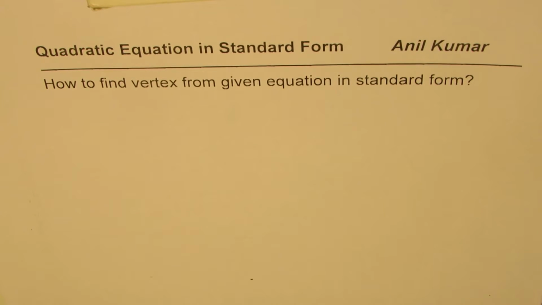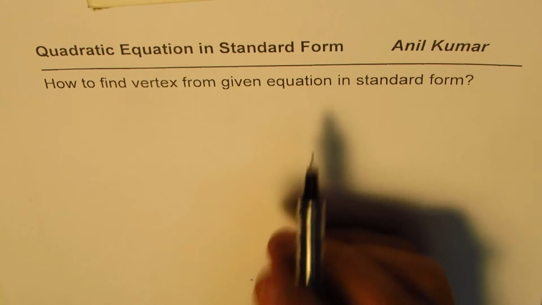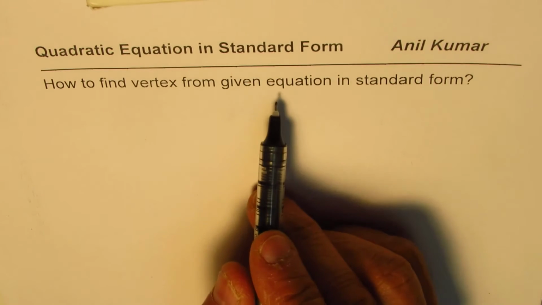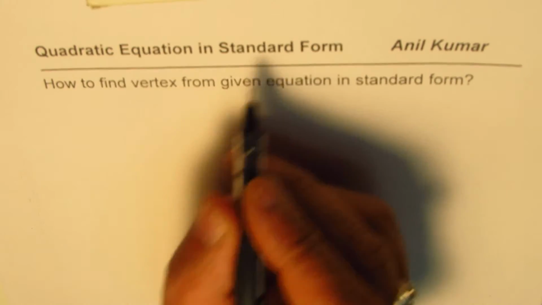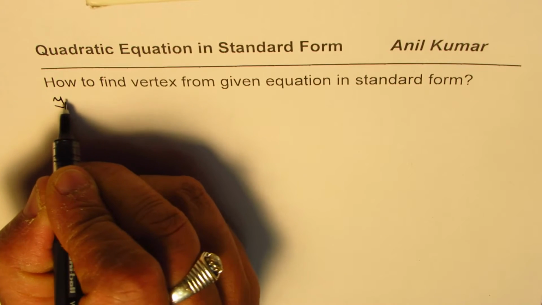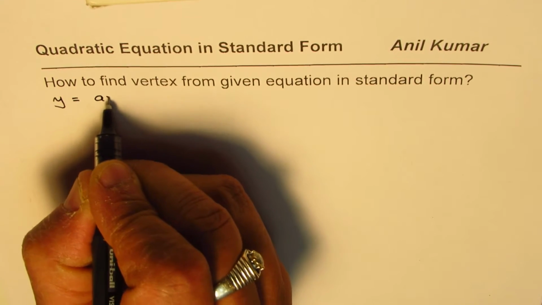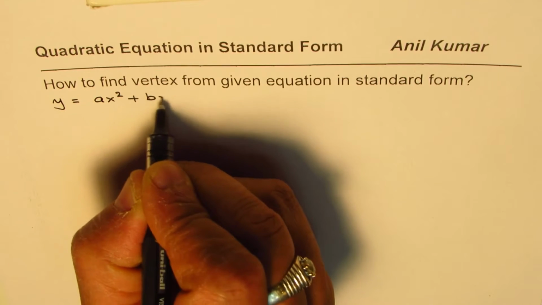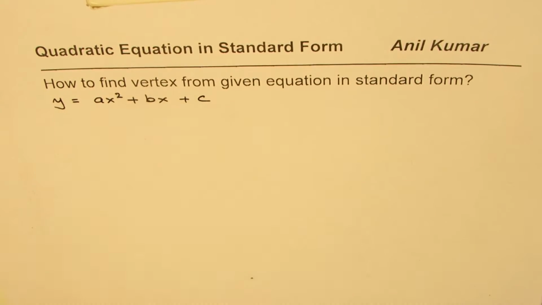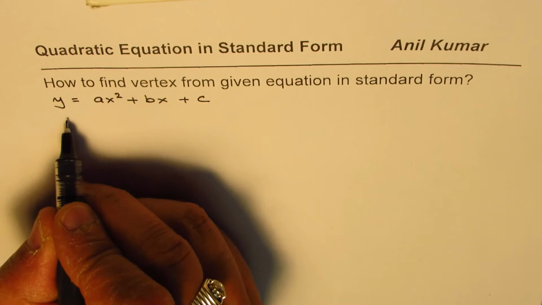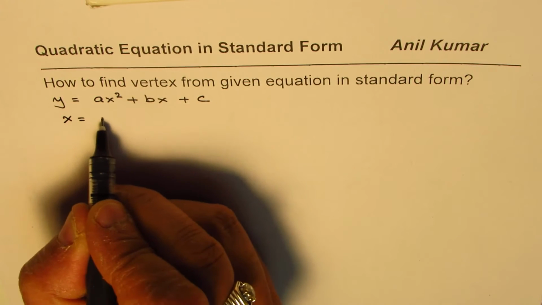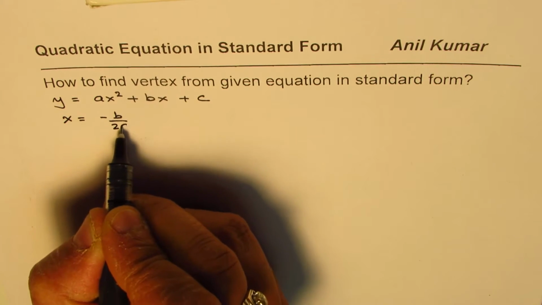I'm Anil Kumar, and in this video we will learn three different techniques of finding the vertex from a given quadratic equation in standard form. In general, when we say standard form, we are given the equation as y equals ax squared plus bx plus c, right? So that is in general the equation. You'll find that this equation will have a vertex at x value of minus b by 2a, right?